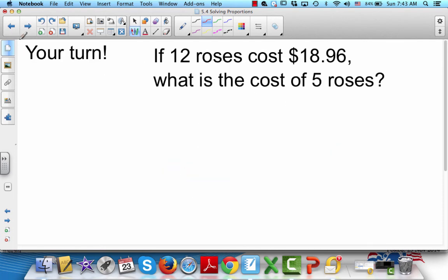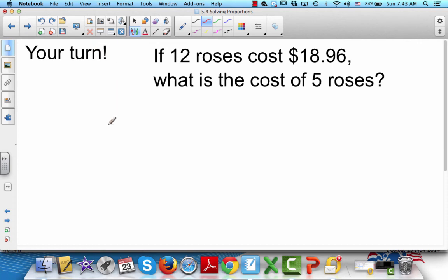Wow, your turn. If 12 roses cost $18.96, what is the cost of 5 roses? Just remember to put roses either on the top or the bottom, but be consistent, and put dollars either on the top or bottom, but just be consistent about how you do it, okay? Pause the video.